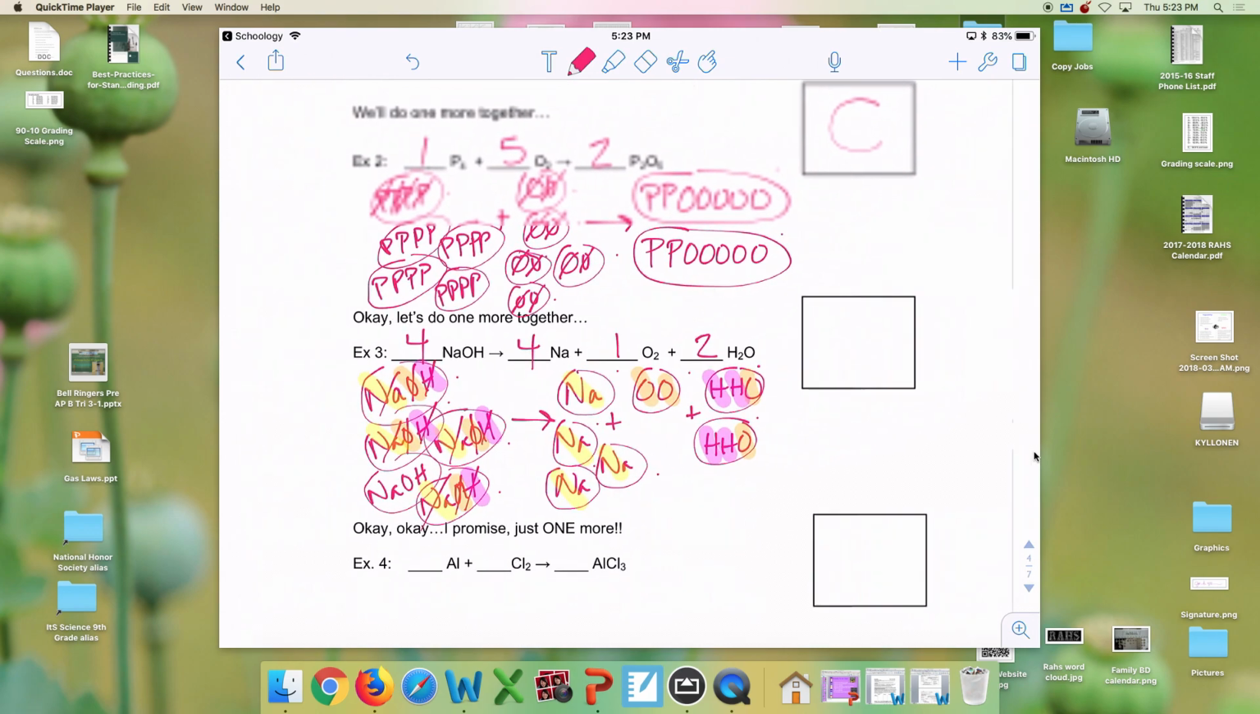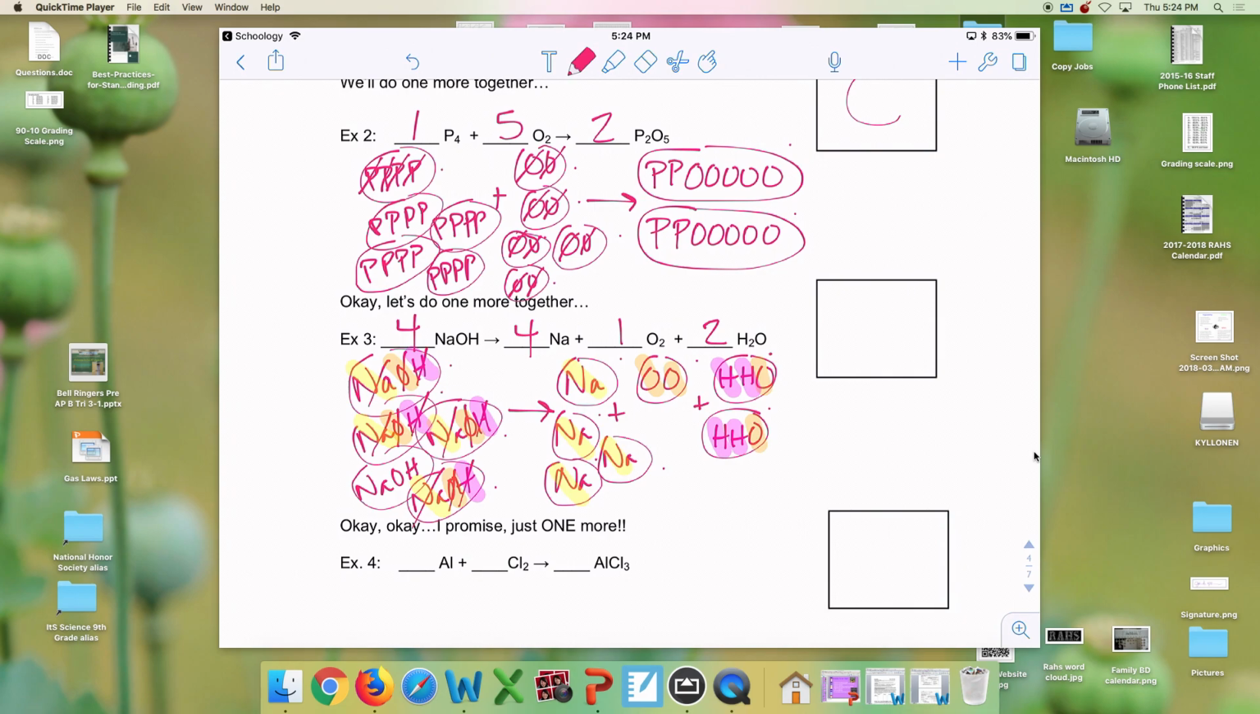So the next thing I do is I again fill in that box. From the beginning to the end, I look at my particles, and this time it looks like I started with one reactant that's split apart. So we're going to call that separate.